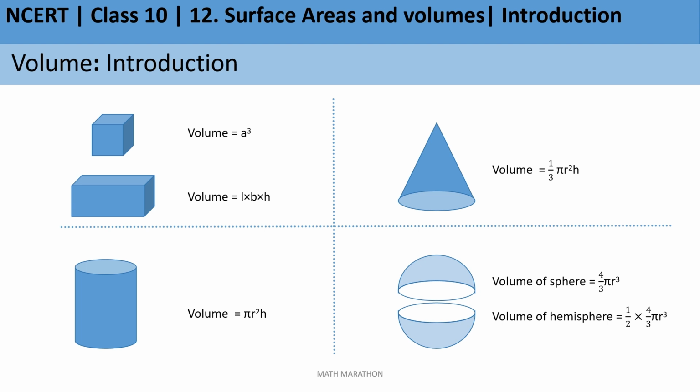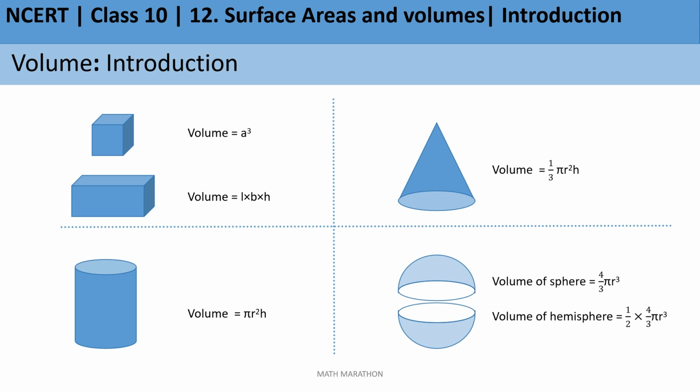Exercise 12.2, Introduction. Volume of cube is a cube. Volume of cuboid is length multiplied by breadth multiplied by height. Volume of cylinder is pi r square h. R is radius of cylinder. H is height of cylinder.